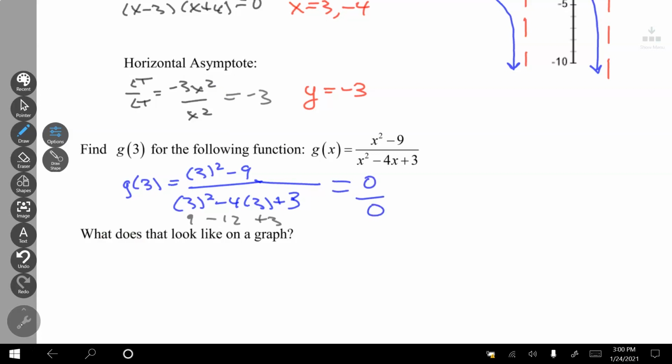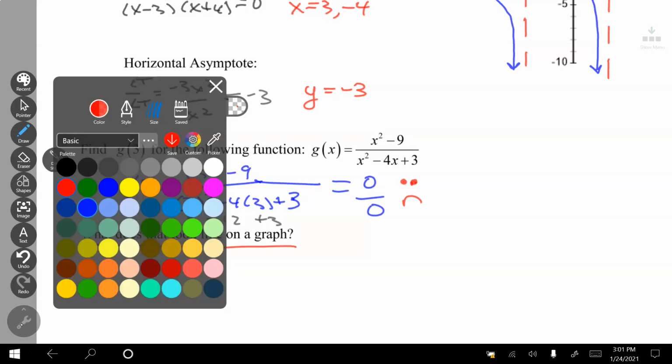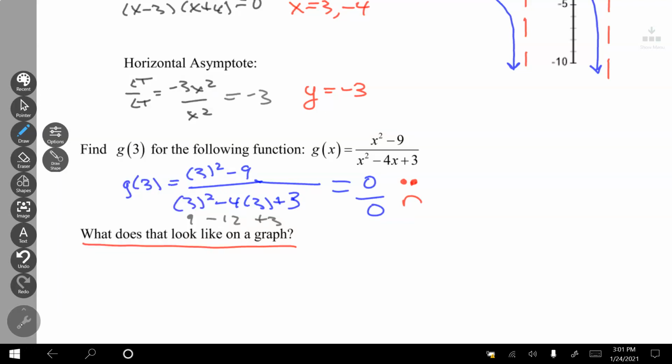Oh, we did this with limits. I'm not happy. I do not like 0 over 0. Remember, it doesn't tell you anything. So what's going on with 0 over 0? So the idea is, what does 0 over 0 look like on a graph? Well, 0 over 0 on a graph is basically this.